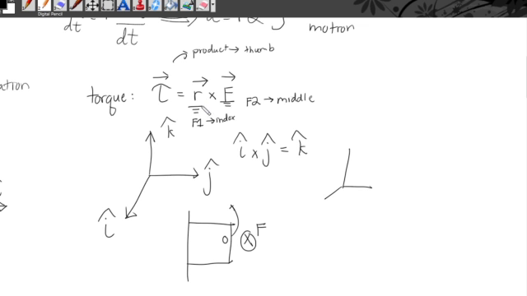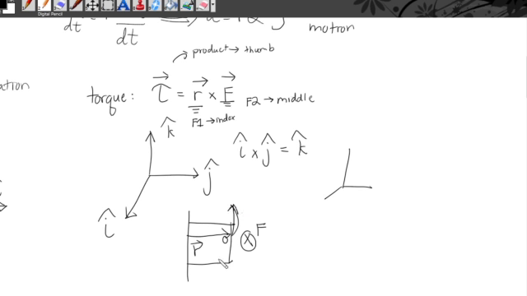And R represents the moment arm, and that's a vector that can go from the axis of rotation, or in this case where the hinges are, to where the force is being exerted. And so it goes like this. So this is R, and then this is F, and it's going into the screen, not up.